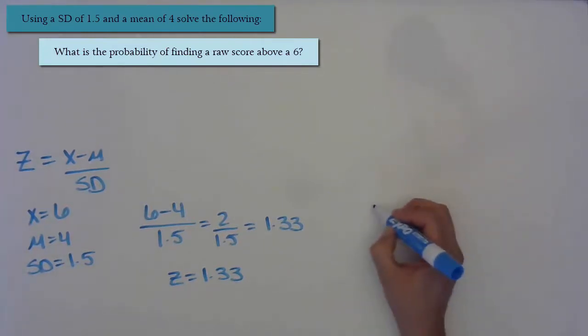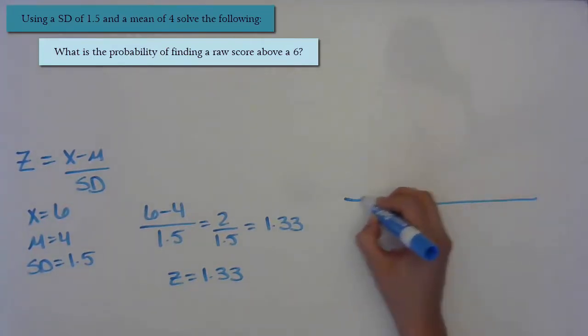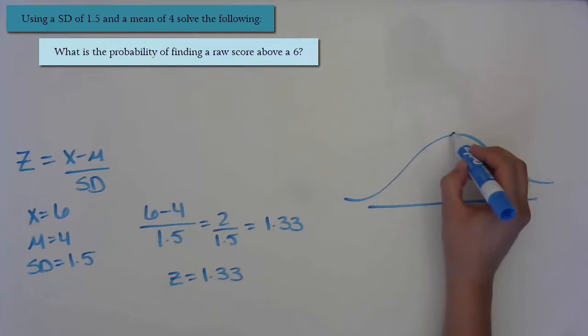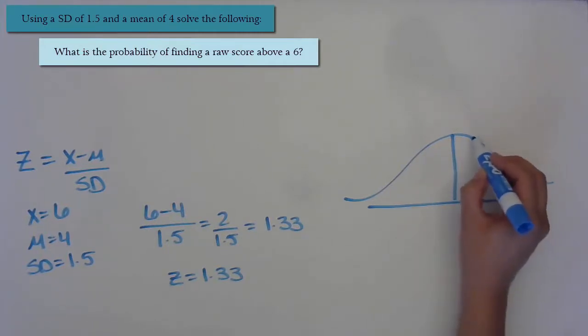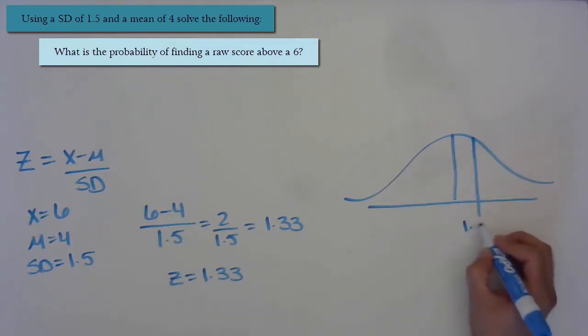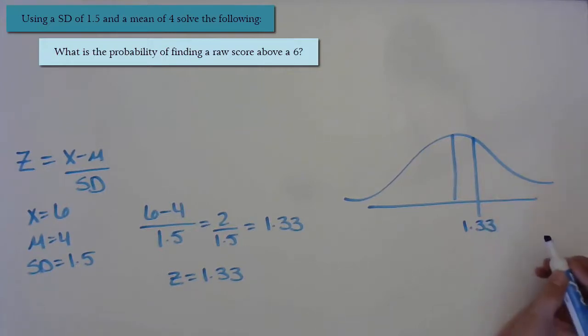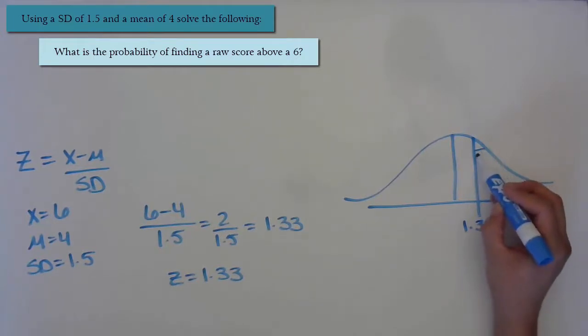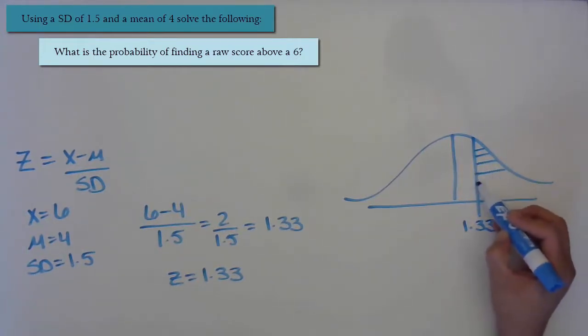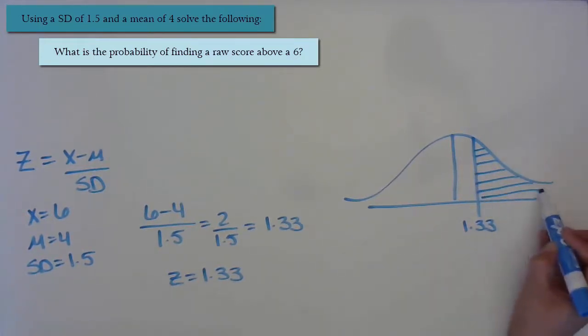Okay, so now that we have our z-score, let's go ahead and draw our standard curve. Okay, and we'll plot that z-score of 1.33. Okay, now let's look at the problem and see what part we are looking for. What is the probability of finding a raw score above a 6? Okay, so we are looking for above the z-score that score of 6 gave us. Okay, so that is what we're looking for.